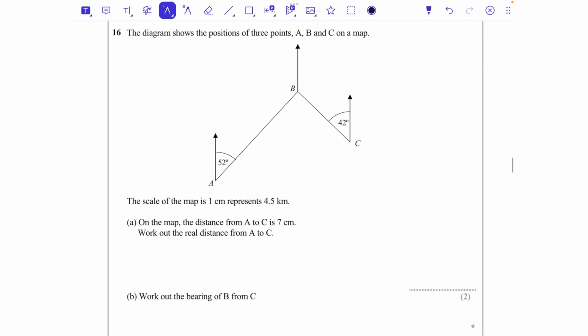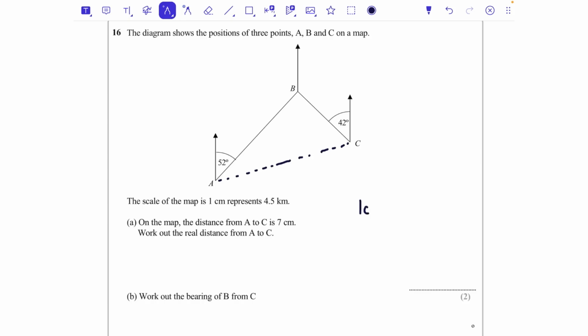Question number 16. The diagram shows the positions of 3 points A, B and C on a map. The scale of the map is 1 centimetre represents 4.5 kilometres in real life. On the map, the distance from A to C, so here, is 7 centimetres. Work out the real distance from A to C.